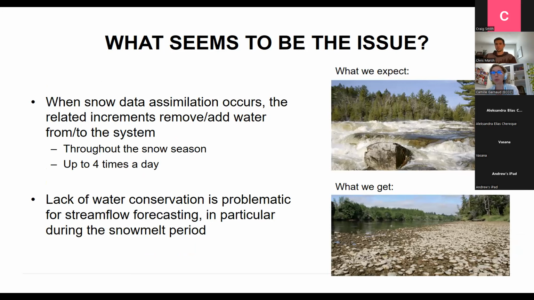The problem is that when snow data assimilation occurs, the related increments tend to remove water from the system. It can happen throughout the snow season and up to 4 times a day. The problem is most important during the snowmelt period, because this lack of water conservation is really problematic for streamflow forecasting. We expect something like a spring freshet, and this is what we get instead.